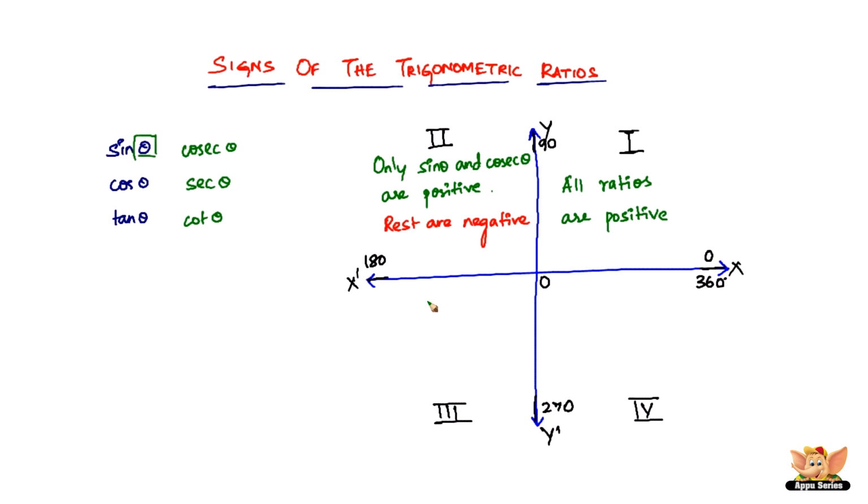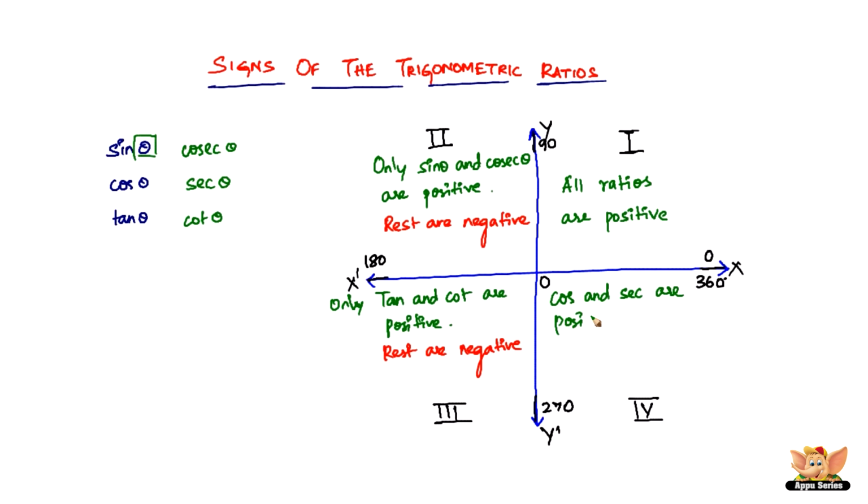And then comes the third quadrant, in which tangent, that is tan and cot, are positive. Tan and its inverse is cot, right? Only tan and cot are positive. The rest are negative here. By the rest, I mean except tan and cot, that is sine, cosecant, cos, and secant. And going to the fourth quadrant, you must have guessed it by now. Cos and secant are positive. Only they are positive. The rest are negative.